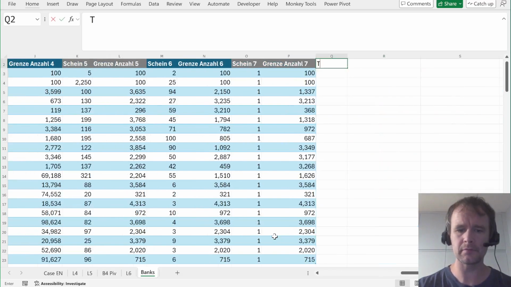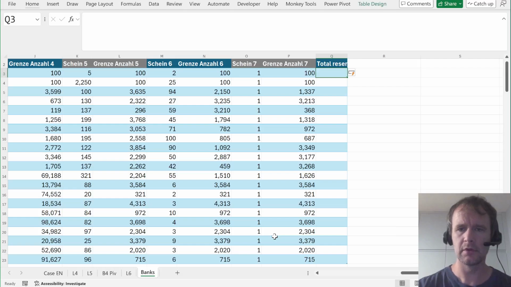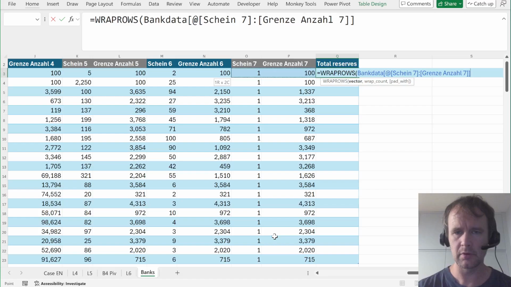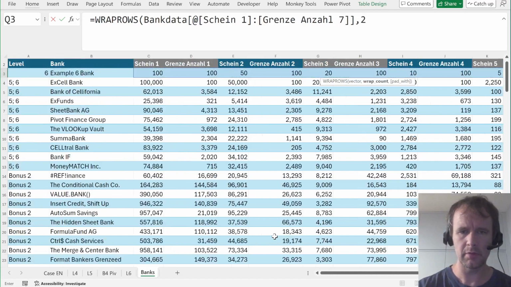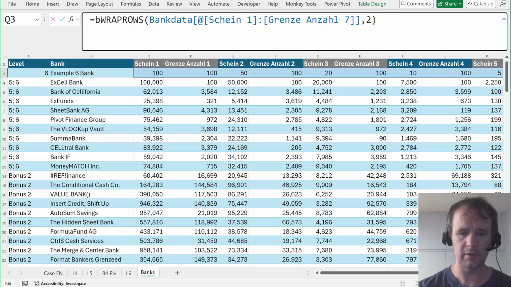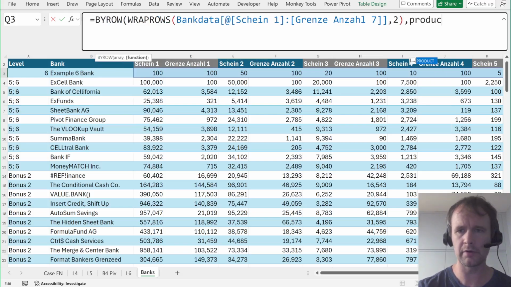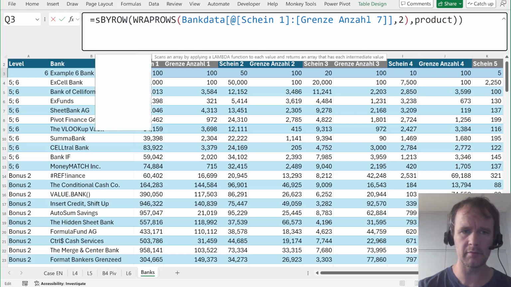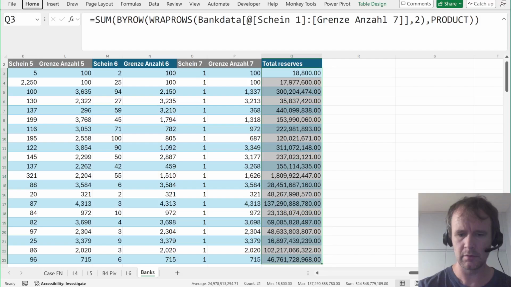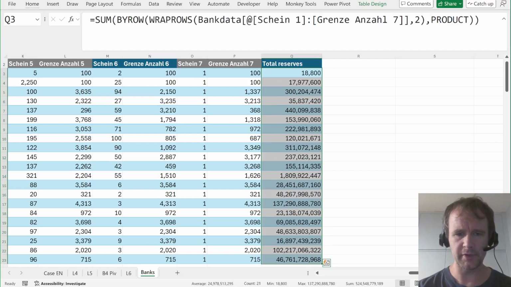So then, total reserves. And we're going to say wrap rows this by 2. So that's going to give you an array that is the amounts in one and the limits in the other. Then we're going to say by row product, and then we're going to sum that. So that's the total reserves. Voila, there are some big numbers there.